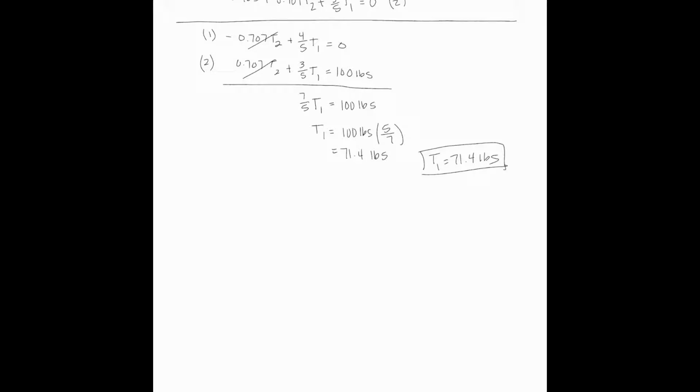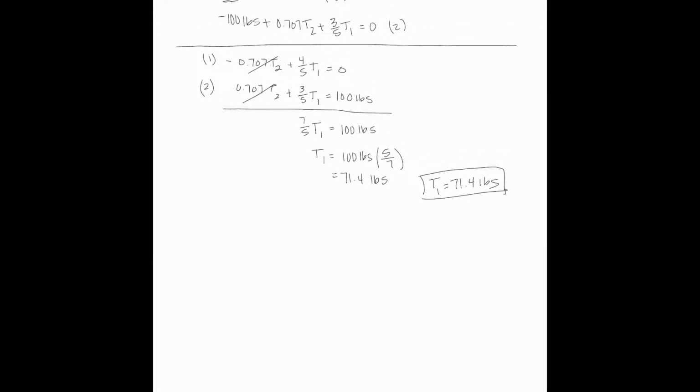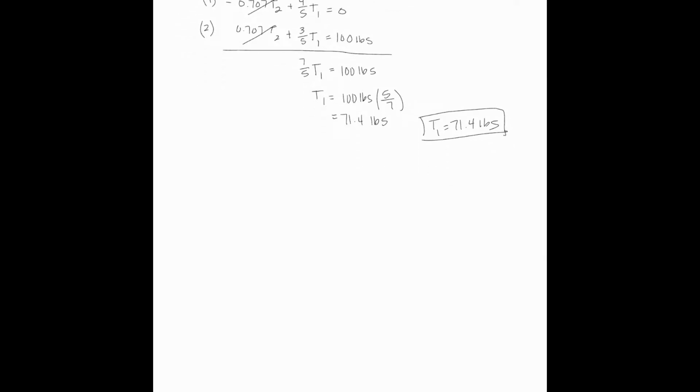Now that we have T1, we can plug that into either equation 1 or equation 2 and then solve for T2. It doesn't matter which one you plug it back into, they'll both give you the same answer. Or at least they should. If they don't give you the same answer, then you made an algebra error somewhere. So I'll just use equation 2. So 0.707 T2 plus 3/5 T1, which we have now, which is 71.4 pounds, equals 100 pounds.